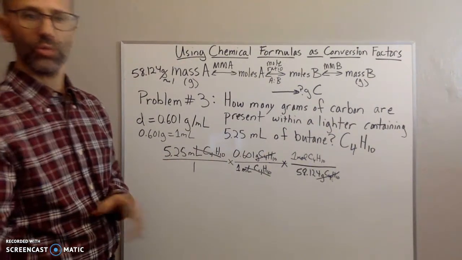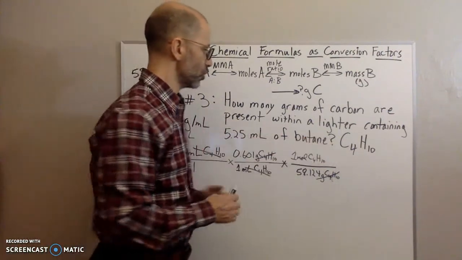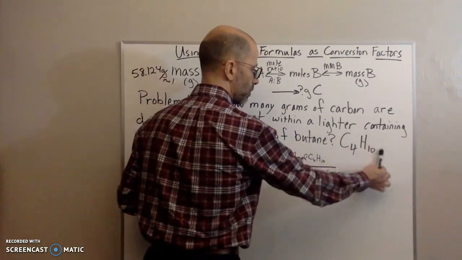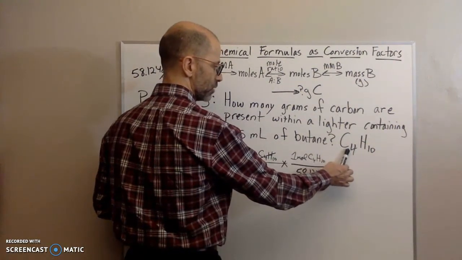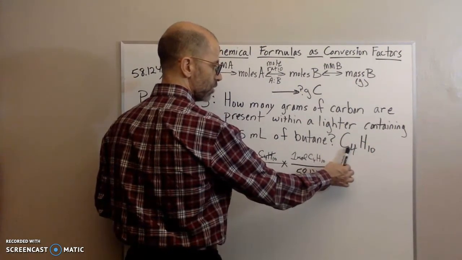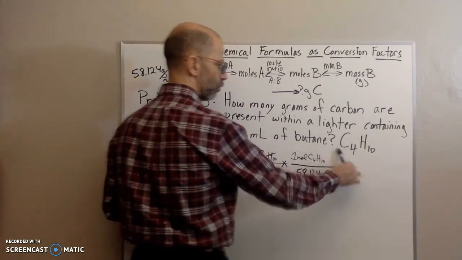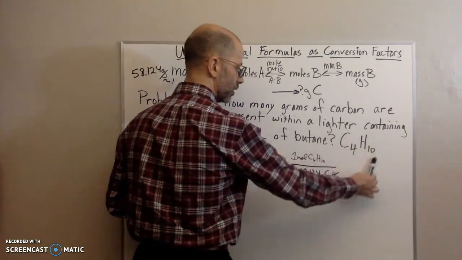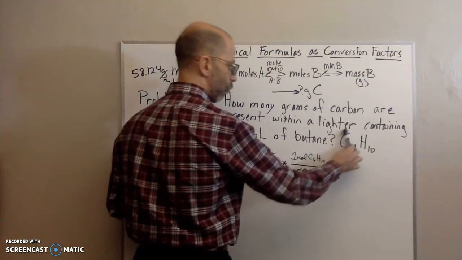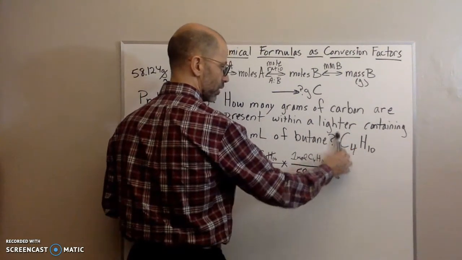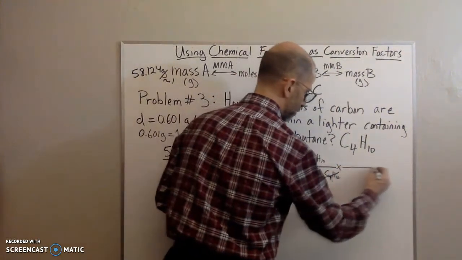And so now we're going to go to the formula. For every 1 molecule of butane, we have 4 atoms of carbon. So the ratio is 1 to 4. That means it's the same ratio for moles. So for every 1 mole of the compound, we have 4 moles of carbon. So we're going to use that. That's our mole ratio.